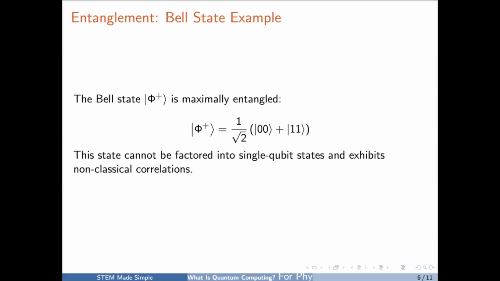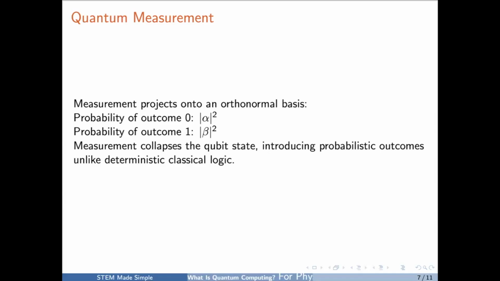Entanglement arises naturally in multi-qubit systems. The Bell state, |φ+⟩ = (1/√2)(|00⟩ + |11⟩), cannot be decomposed as a tensor product of single qubit states. The non-factorizability implies correlations that have no classical counterpart and forms the basis for quantum protocols, such as teleportation and superdense coding.